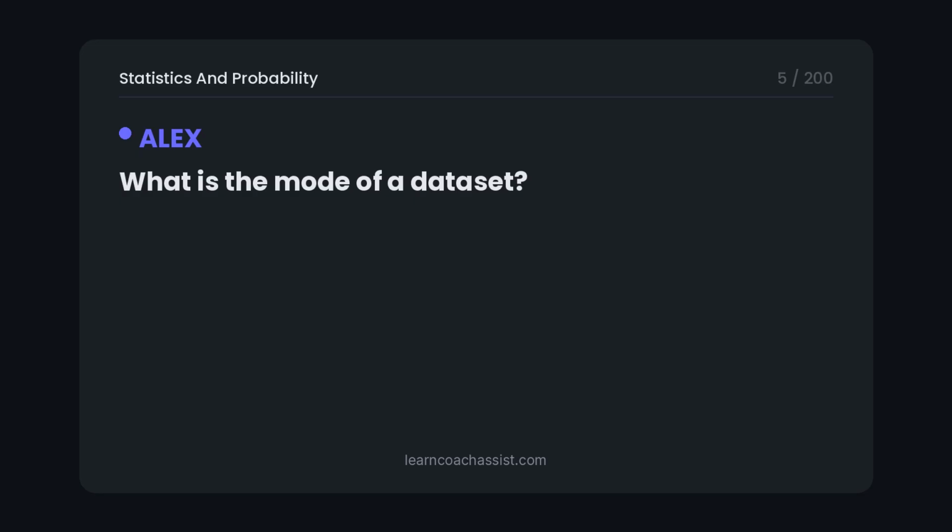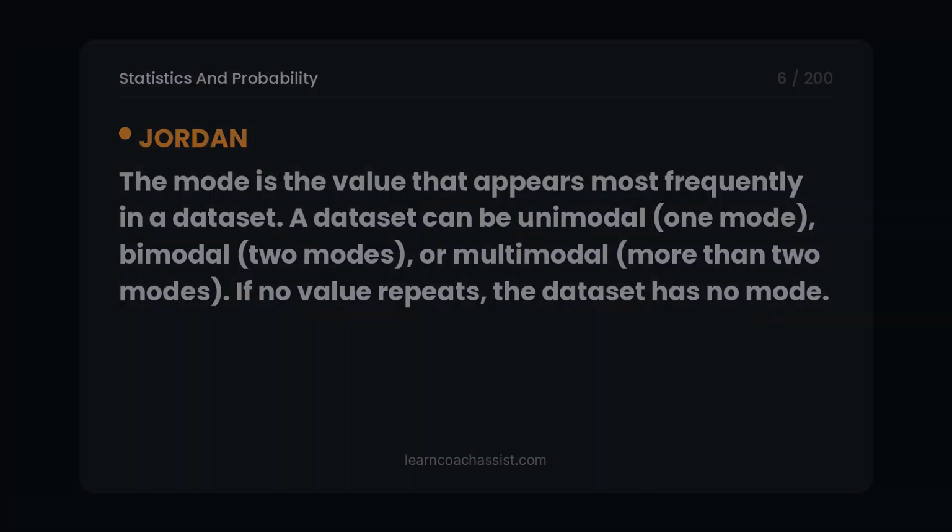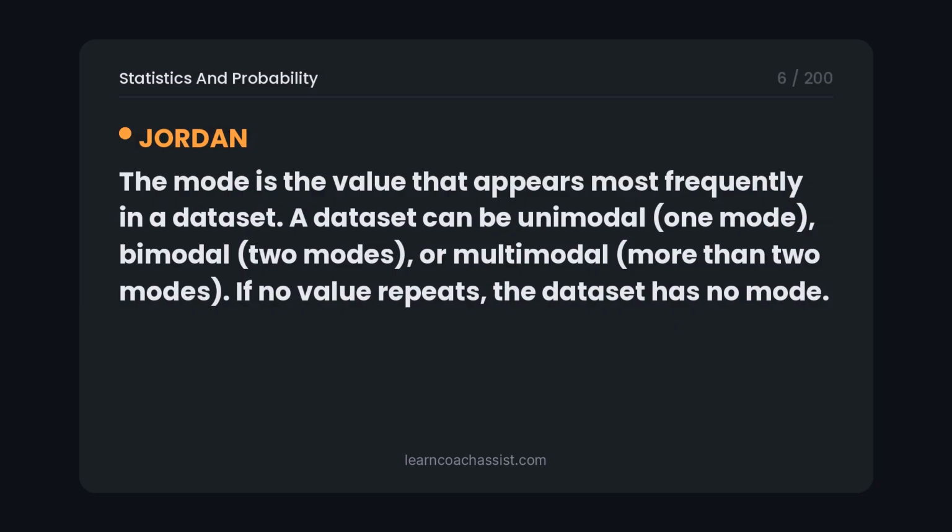What is the mode of a dataset? The mode is the value that appears most frequently in a dataset. A dataset can be unimodal, one mode, bimodal, two modes, or multimodal, more than two modes. If no value repeats, the dataset has no mode.